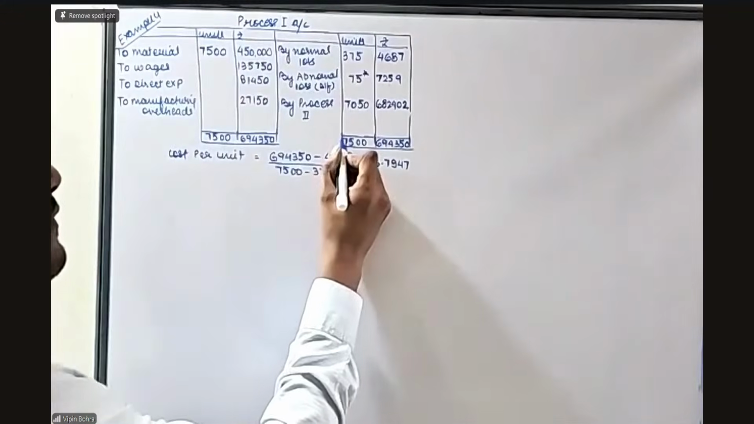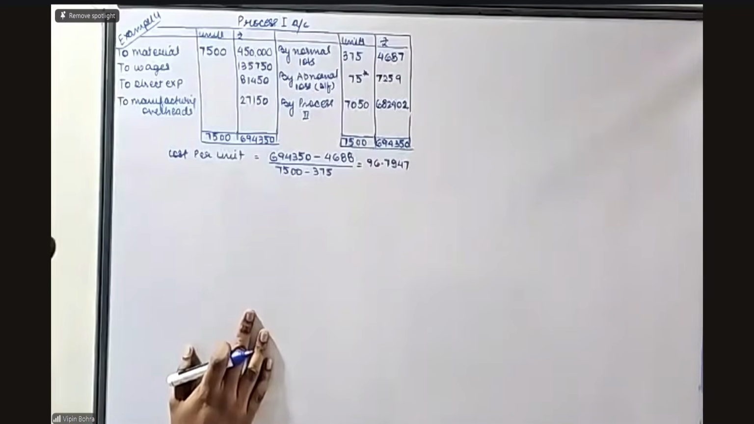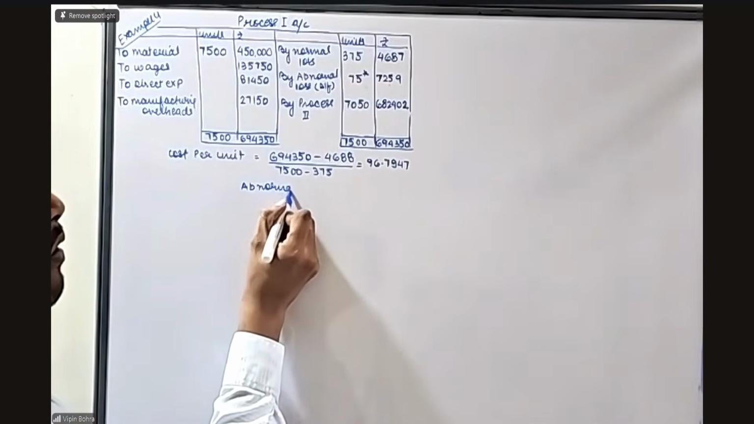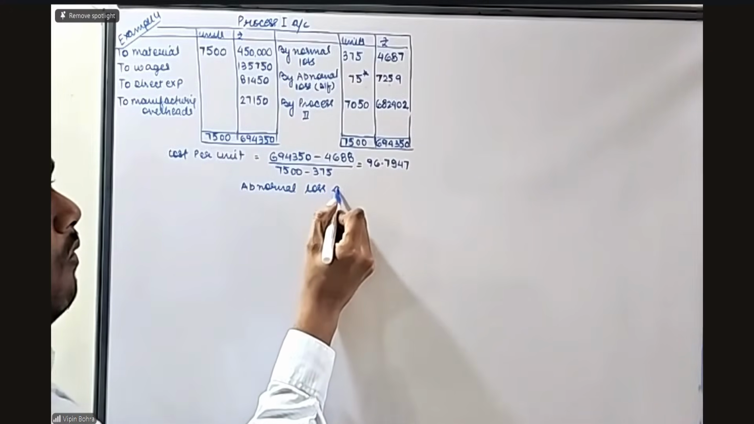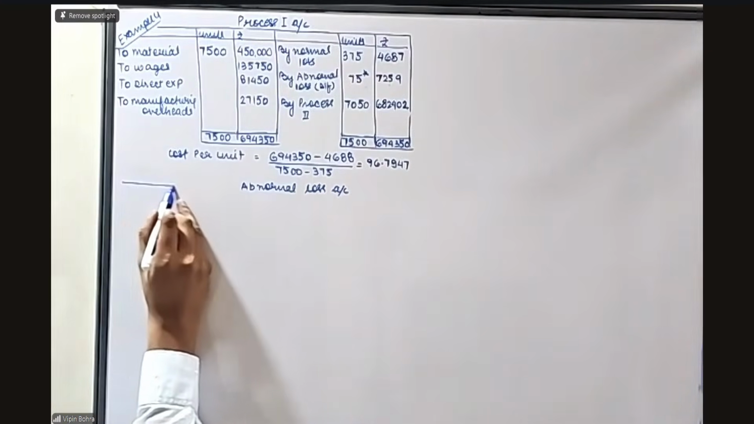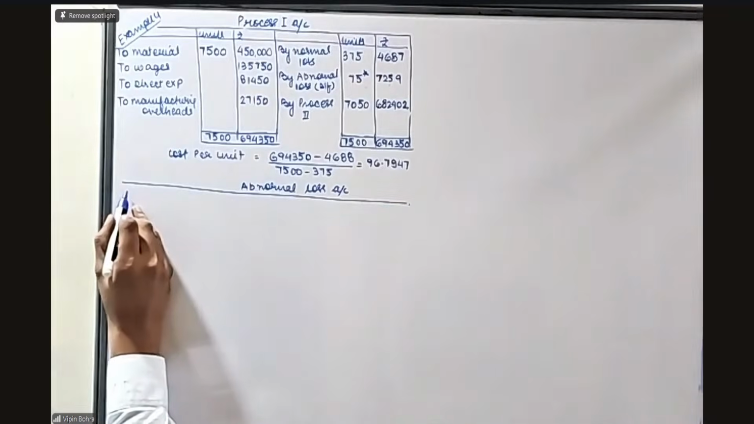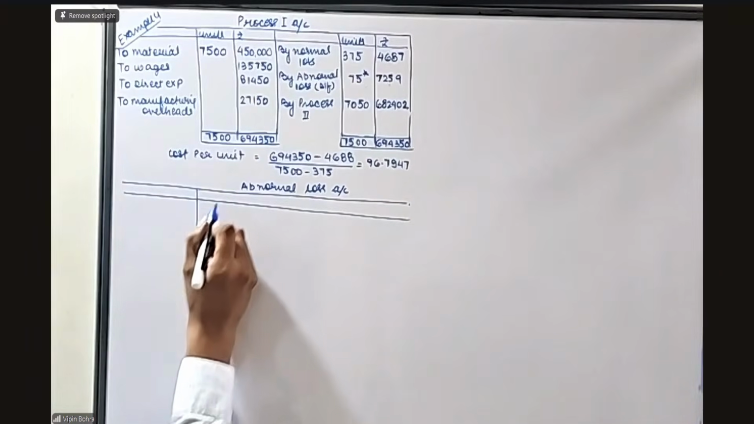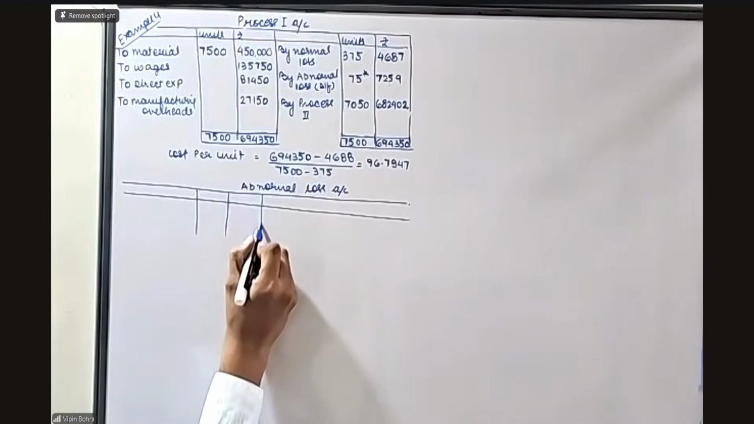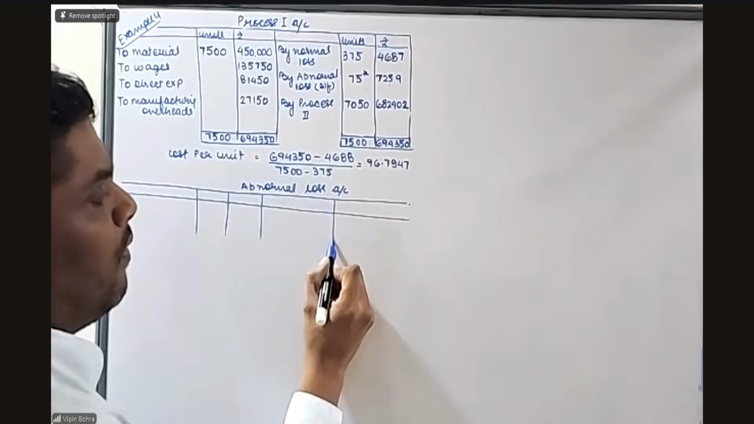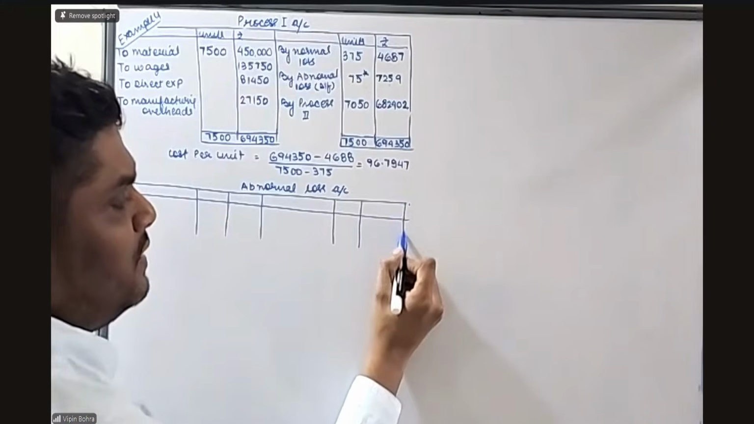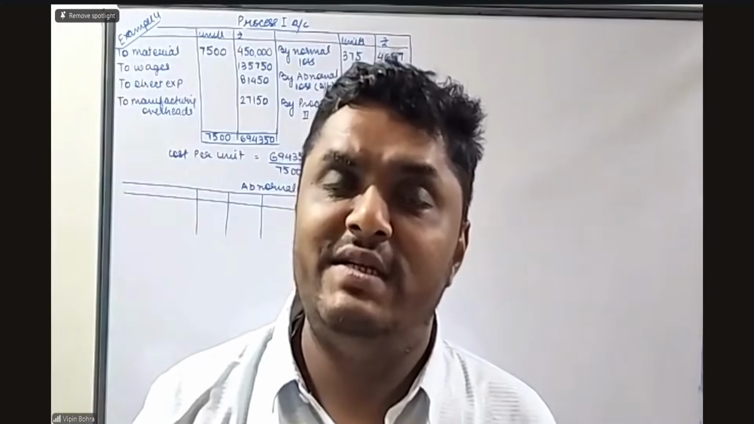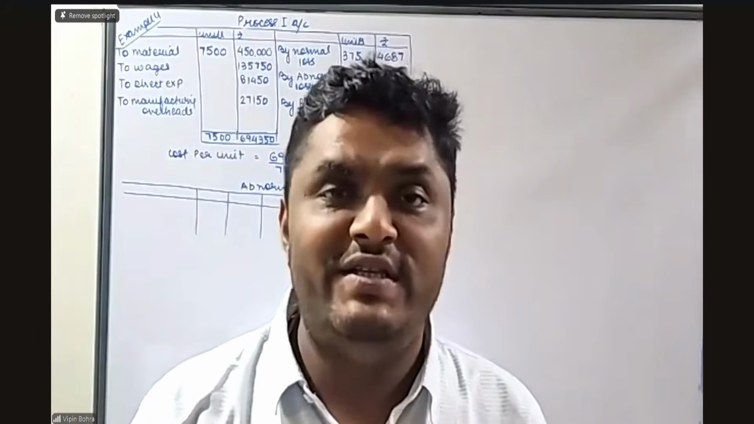So now let's proceed further. We are done with process first account. Now let's prepare abnormal loss account. I'm just revising what you have discussed till now. It's only the revision of what we have discussed till now.